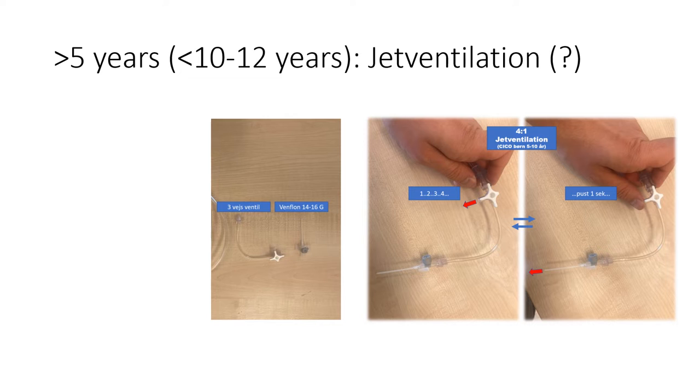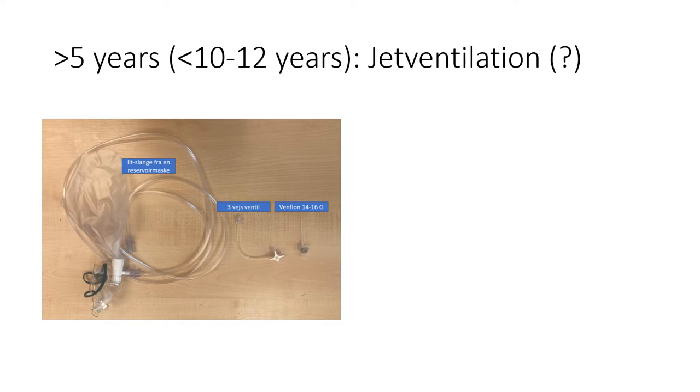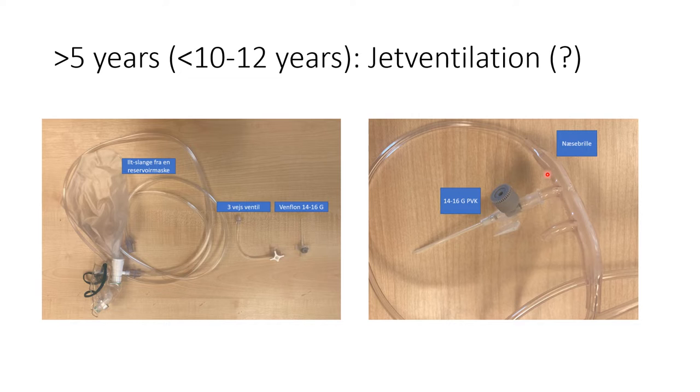If you don't have one of these three-way stopcocks, you can always use this kind of device, which is just a nasal prong, and you'll put one of the ends of the prong into your PVK, and then you'll ventilate. Do the same thing with ventilation with this instead. So that's what you can do.